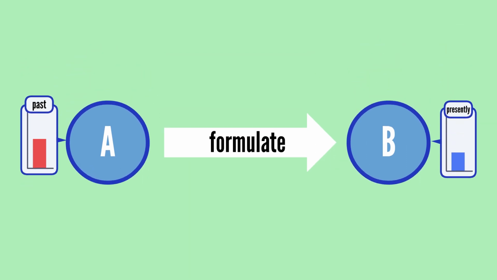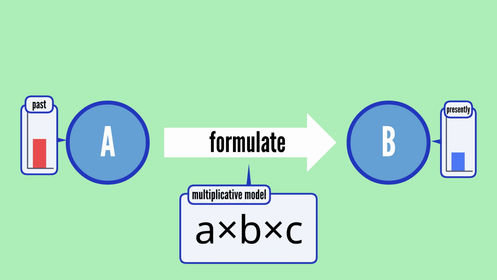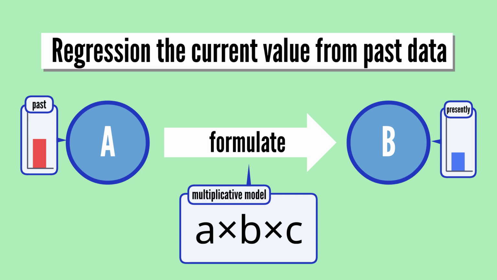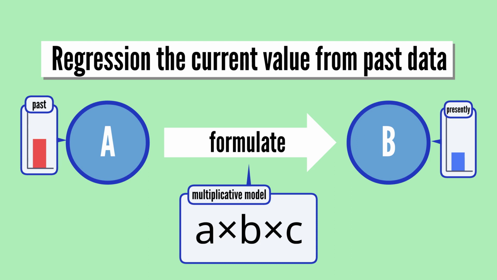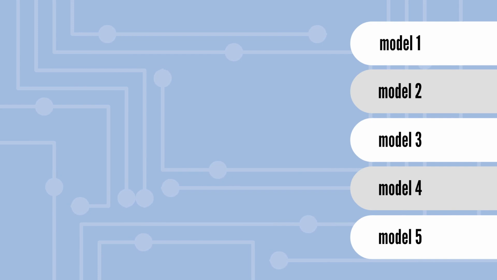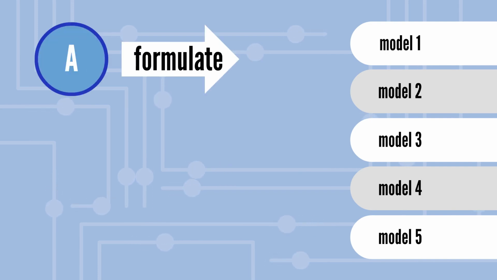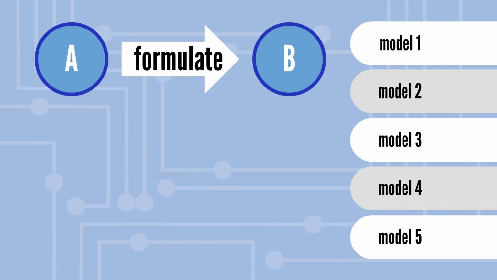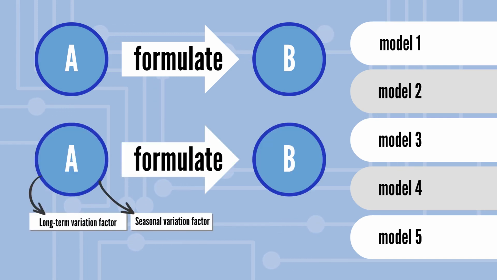The basic concept of time series models is to use past values as explanatory variables to derive a formula that gives the current value. In statistical terms, it is the regression of current values from past data. There are 5 typical models. They vary in complexity. One model directly describes the relationship between past data and current values in a formula. Another breaks down the relationship into long-term and seasonal variables separately. Below, the 5 models are described in order.